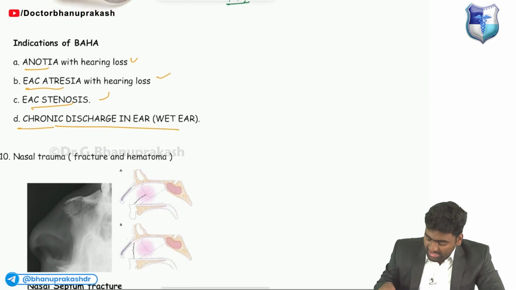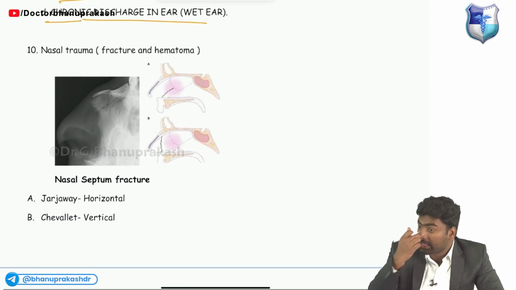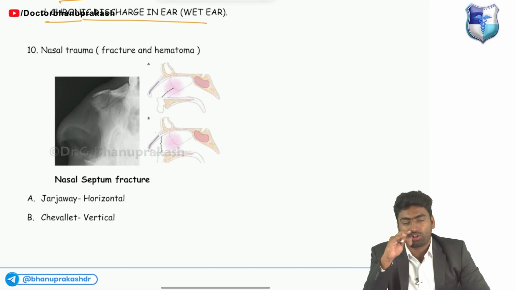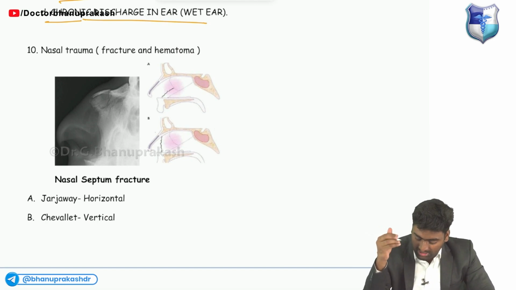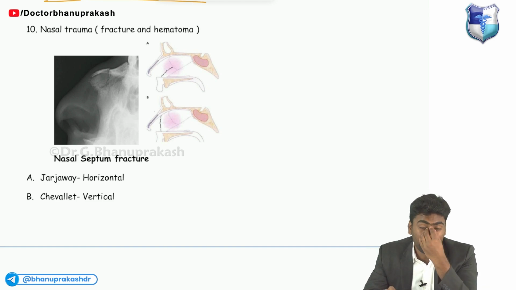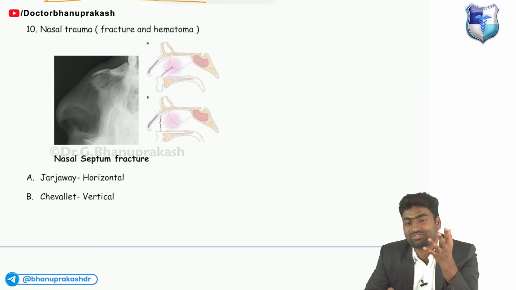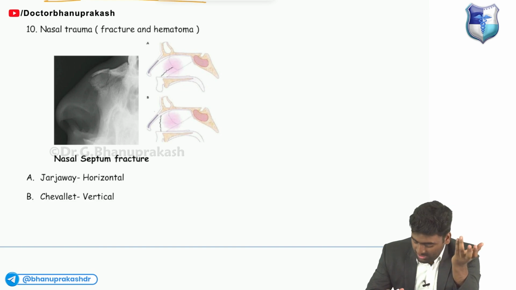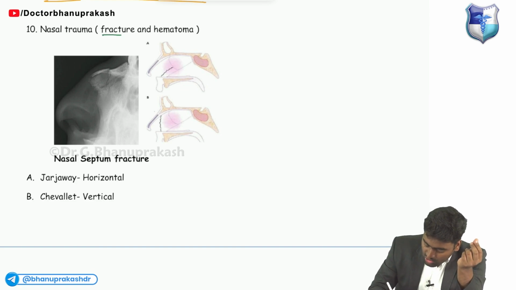Fine. Next, we will move on to the nose part. In the nose part, mostly they will ask you from the trauma perspective. In trauma, what will they ask? The most common bone to be fractured in the face is the nose. So the nasal bone is the most common bone to be fractured.